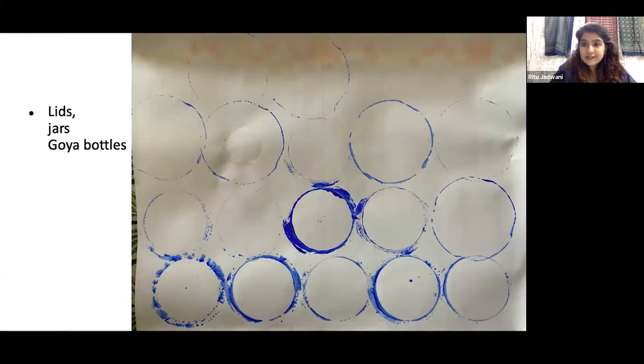You do not necessarily have to have blocks if you want to start printing. You can use any found objects to create these marks. Here I've used some lids, jars, and Goya bottles to be able to create these circles. And today I will show you how you can create marks to imitate the patterns of the blocks that you have, or simply use blocks.